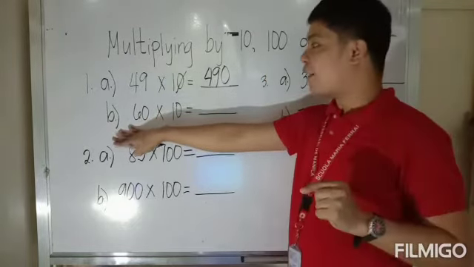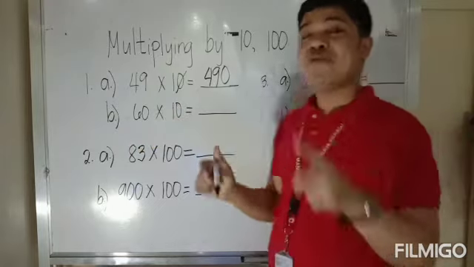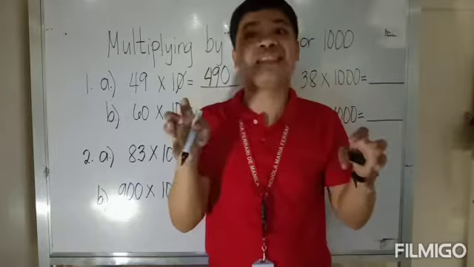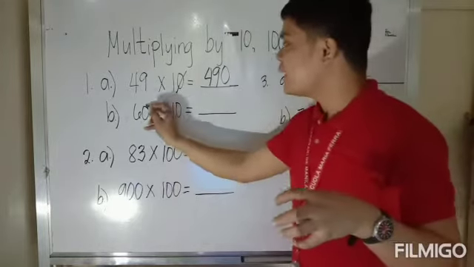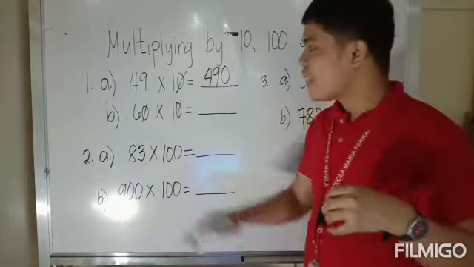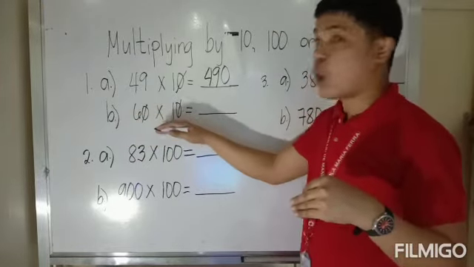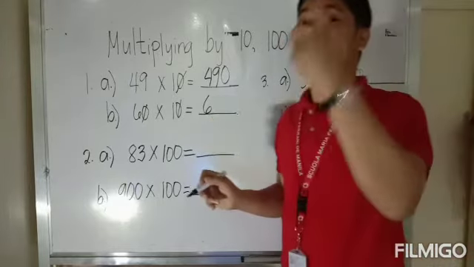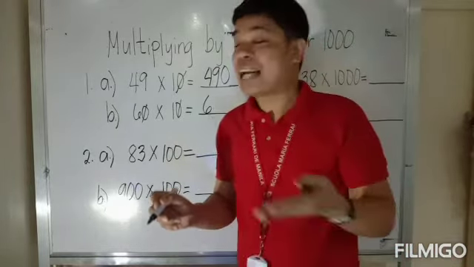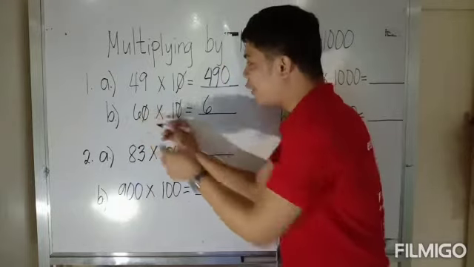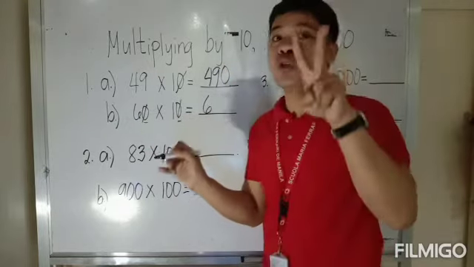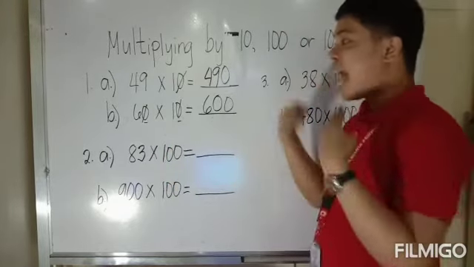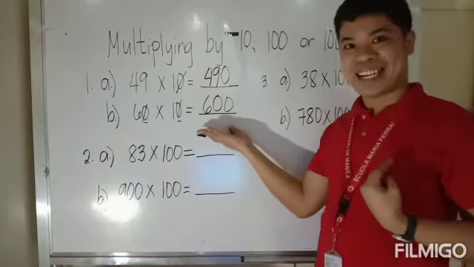So let's solve now letter B. Let's find the product of 60 and 10. The same thing we'll do. We'll just cancel the zeros and multiply only the non-zero digits. So cancel the 0, and then we multiply 6 times 1 equals 6. After that, we will copy the zeros that we canceled a while ago. So we have here 0 and 0, so there are 2 zeros. We'll write that here, 1, 2. So the answer is 600.